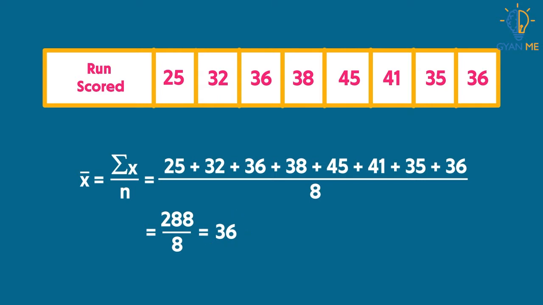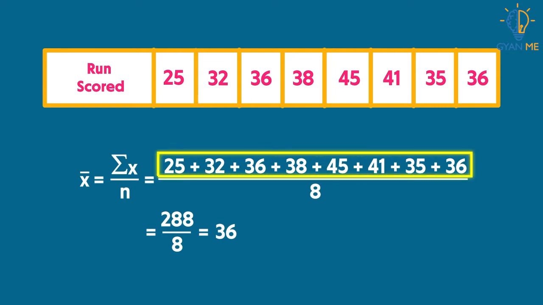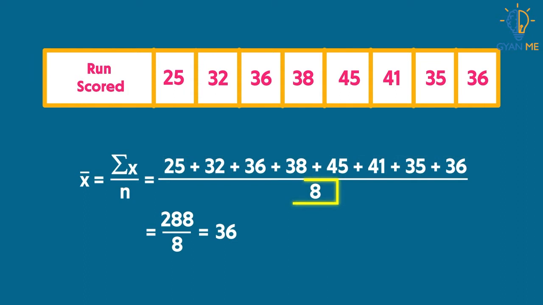Here you can observe that the mean of the given data is calculated by the sum of all observations divided by the total number of observations. Here it is 8 since the cricketer played 8 T20 matches. Mean is also denoted by the symbol X bar.